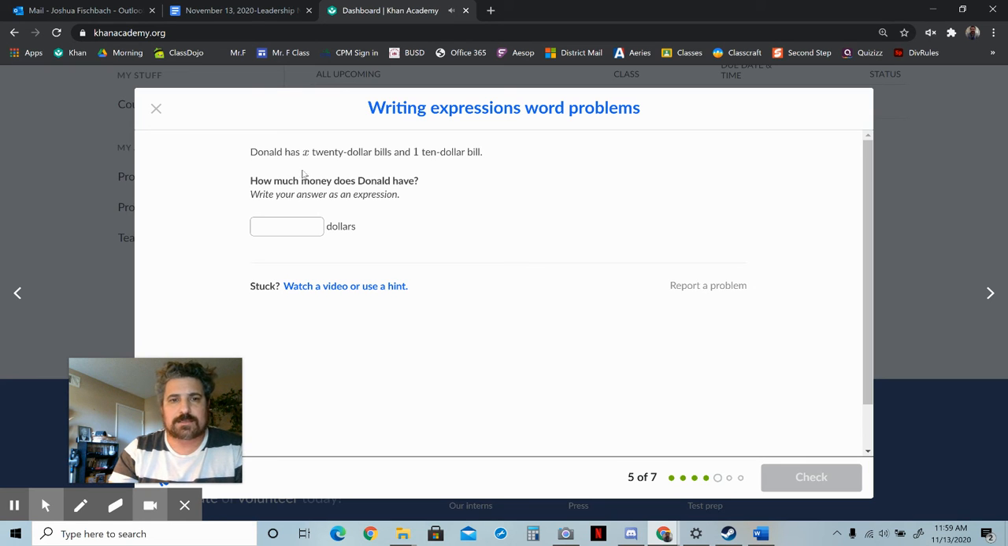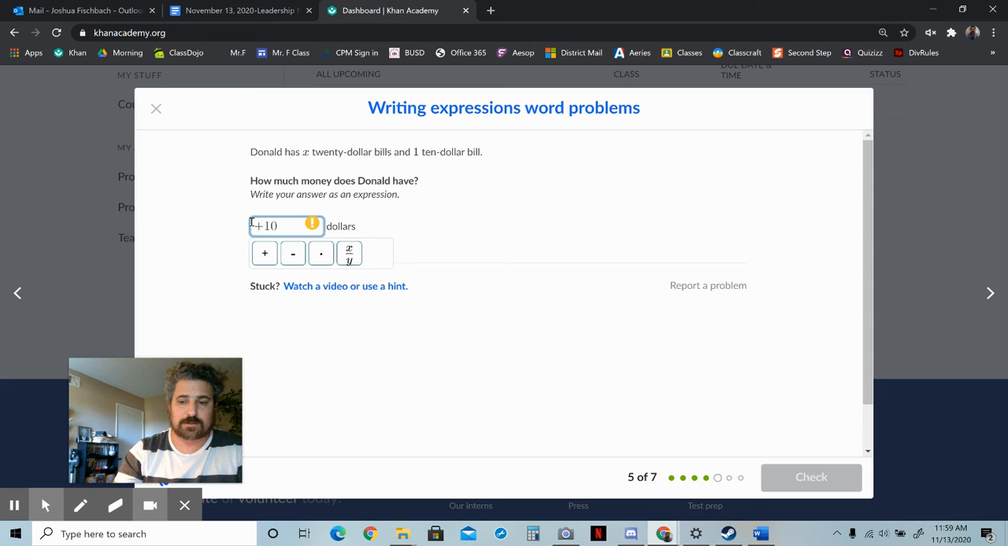Donald has X $20 bills and one $10 bill. How much money does Donald have? Well, we know he has one $10 bill, so that's going to be worth $10. So we know he has a base amount of $10. Then he has X amount of $20 bills. Well, every $20 bill is worth 20, and we have X number of them, right?